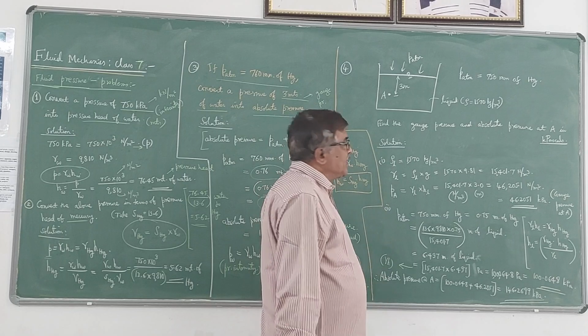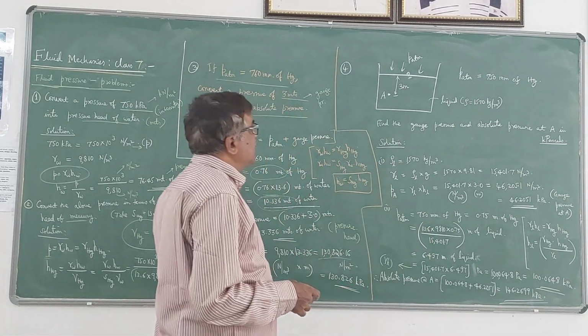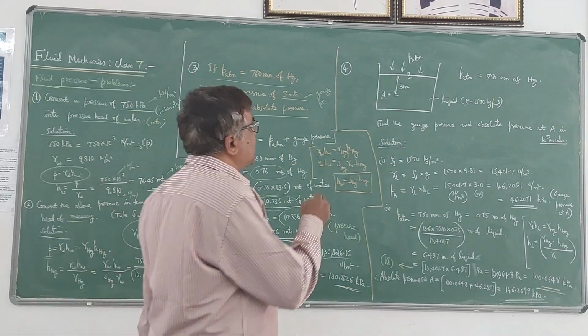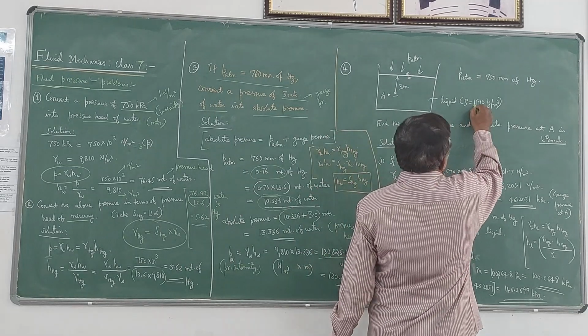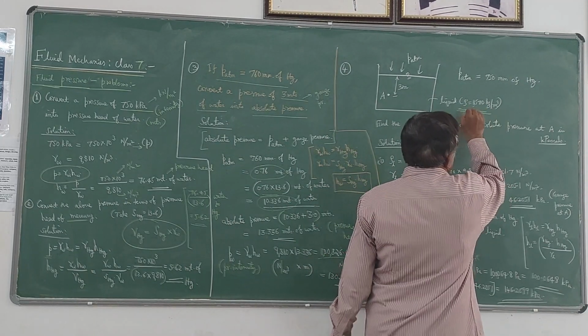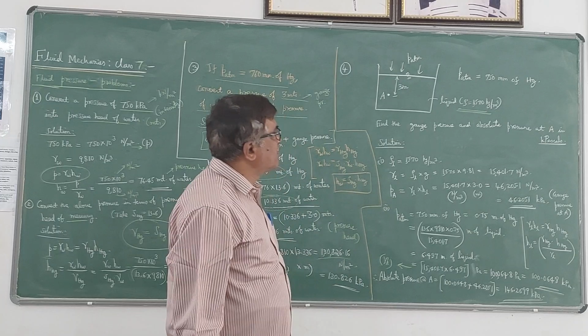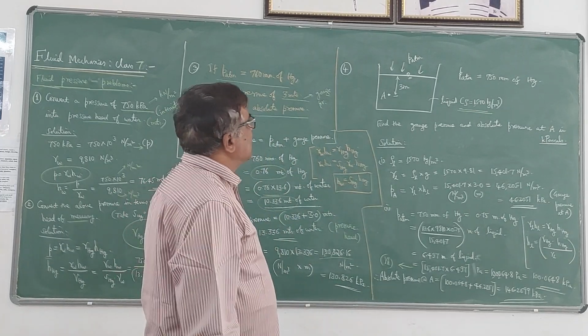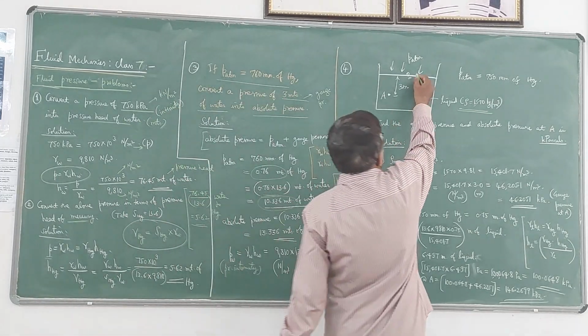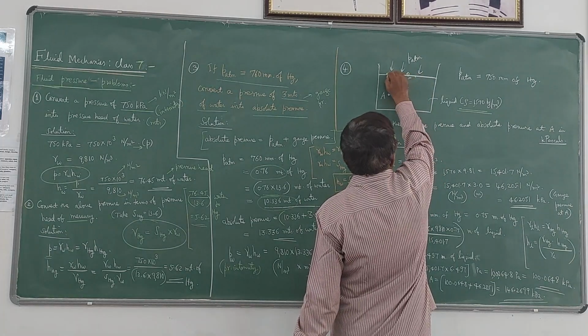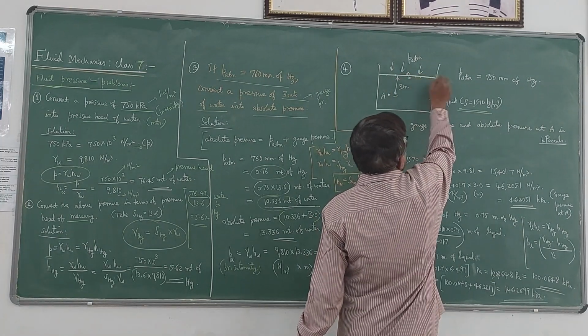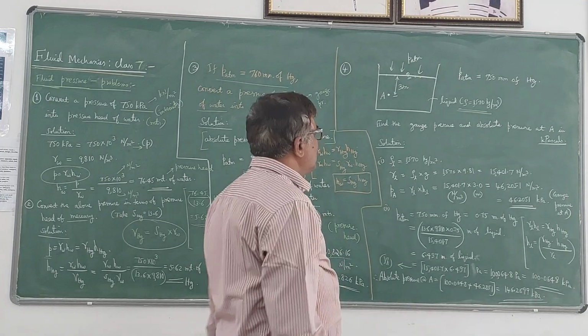Next problem. You see here, there is a container. In that container, you have a liquid whose mass density, rho, is given as 1570 kg per meter cube. And he has given the atmospheric pressure. Atmospheric pressure acts at the free surface, as I have told. Here its value is 750 millimeters of mercury.